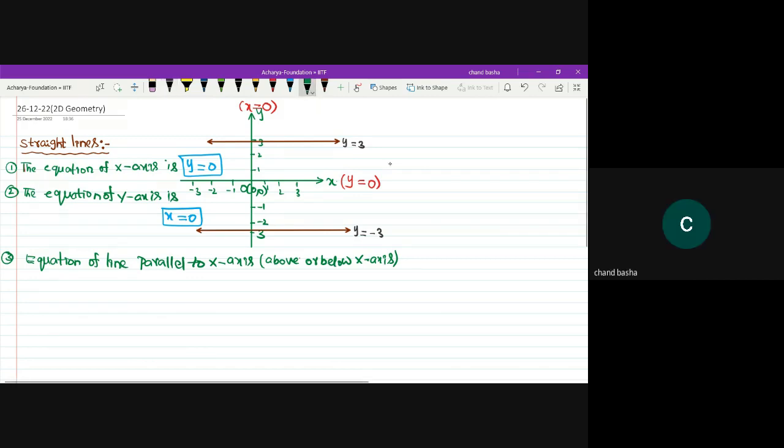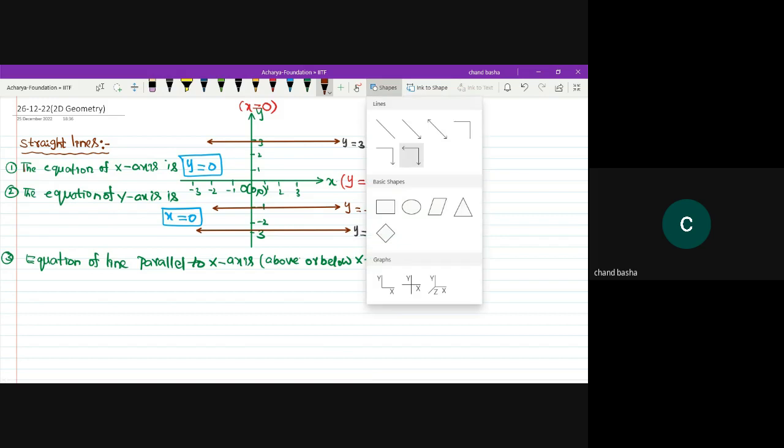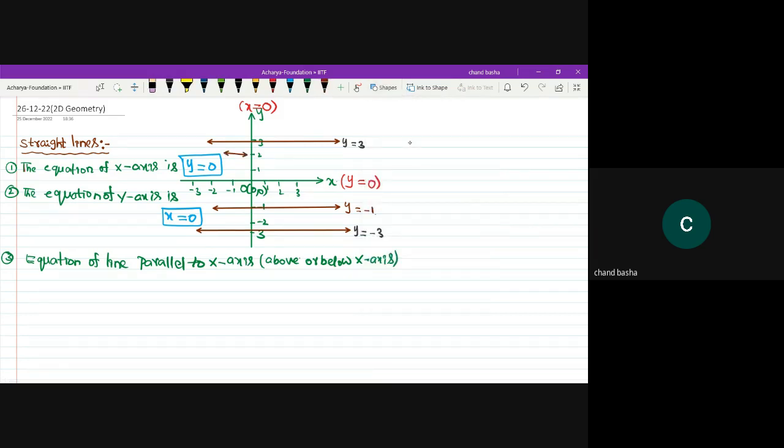And suppose I'm taking another line, the line cuts the y-axis at the given point, y is equal to -1. So y is equal to -1. Very good. And similarly, if I'm taking another line which cuts the y-axis at y is equal to 2, is it +2 or -2? It is +2.